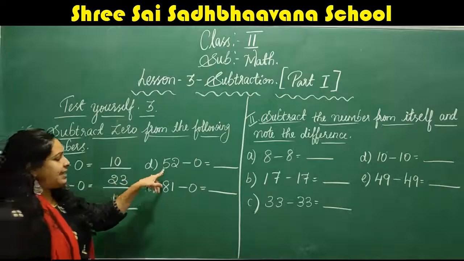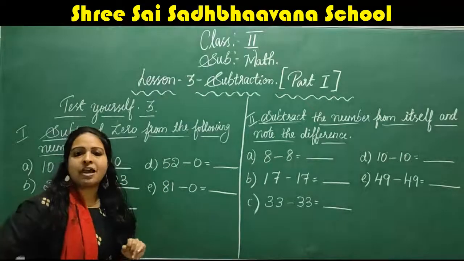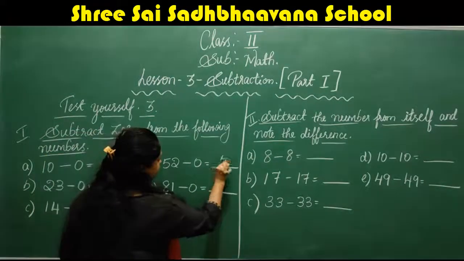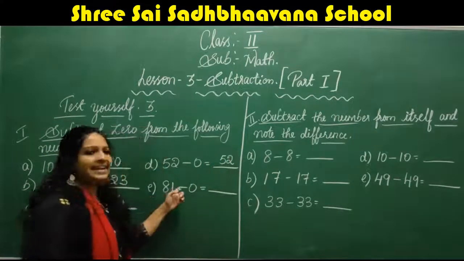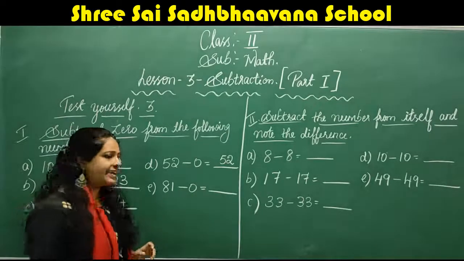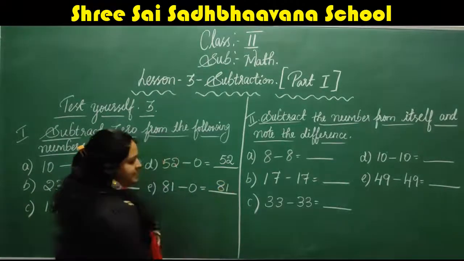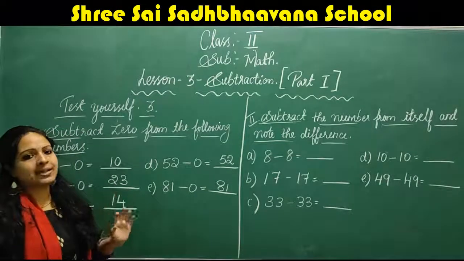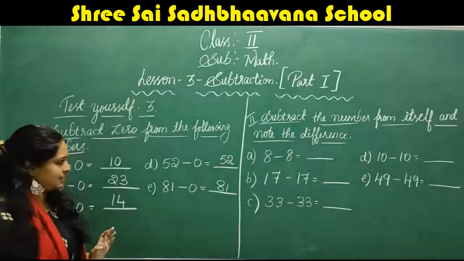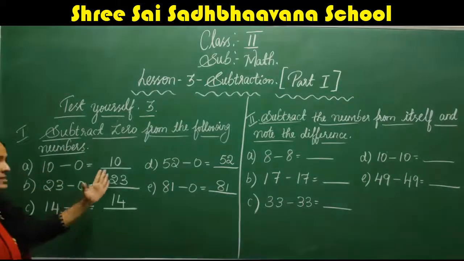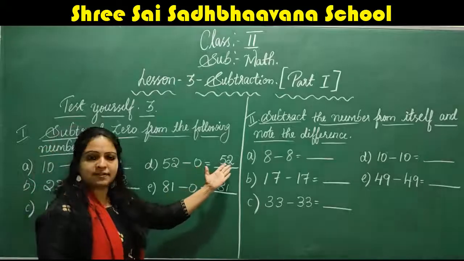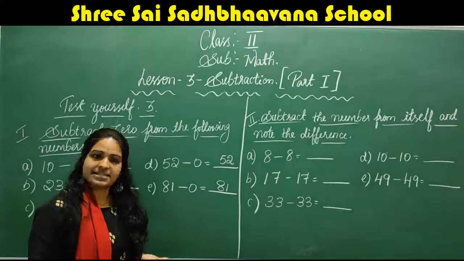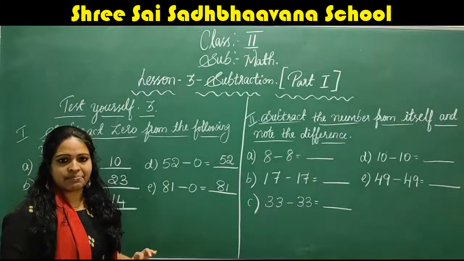Understood? See D, 52 minus 0. Now you tell me, how much? 52 minus 0, how much? 52. 81 minus 0? 81. Yes. Now you understood, children? When you are subtracting 0 from any number, you will get the same number as the answer. You can see here, 52 minus 0 gives 52 only. 81 minus 0 gives 81 only. Okay.